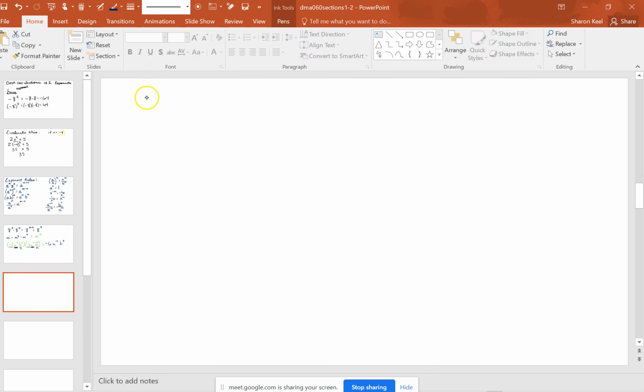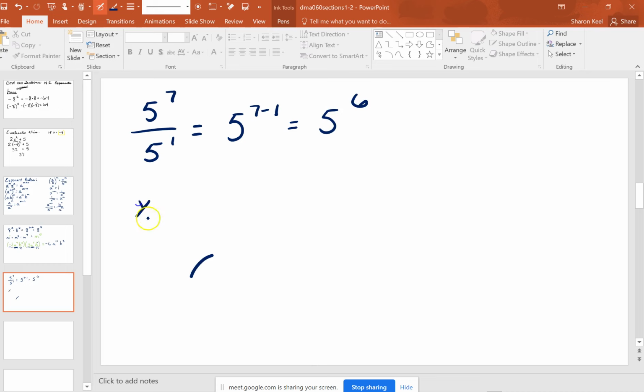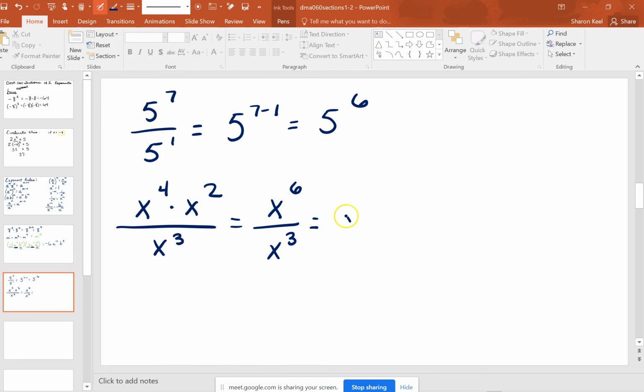So if we look at our next concept, this is going to be with the division. So in this case, we have 7 here, we have an understood 1 here. So what we have, 7 minus 1, is going to give us 6. If I have x to the 4th times x squared over x to the third, in this one, before I can do the subtraction, I need to combine that numerator. 4 plus 2 gives me x to the 6 over x to the third. And then 6 minus 3 is going to leave me with just 3.